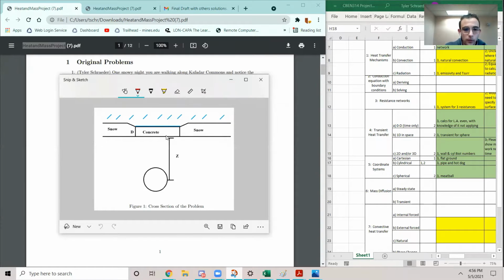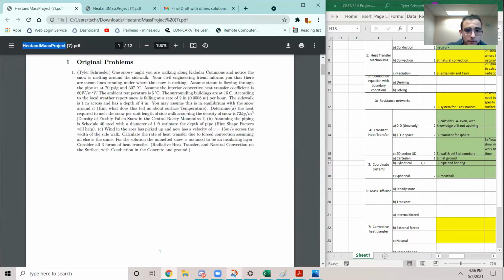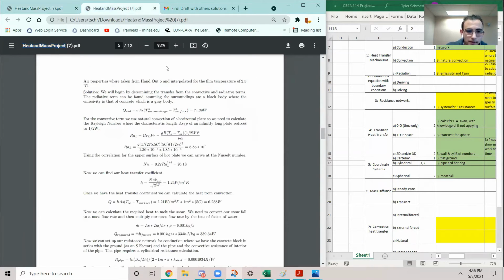For this problem, we have snow melting on concrete where it experiences convection from above as well as radiation, and it experiences conduction from the steam pipeline below. So here's our full problem statement. We will begin to solve the problem by considering our radiative heat transfer, and then we calculate our natural convection.